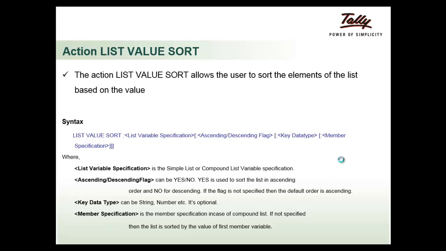Next we saw list value sort. This allows the user to sort the elements based on the value. In this list value sort, you give ascending or descending sort, the key data type and the member specification also. If there are two or more elements with the same value, then those elements are sorted based on their key, and in case those elements do not have a key, then the elements are sorted based on their insertion order.